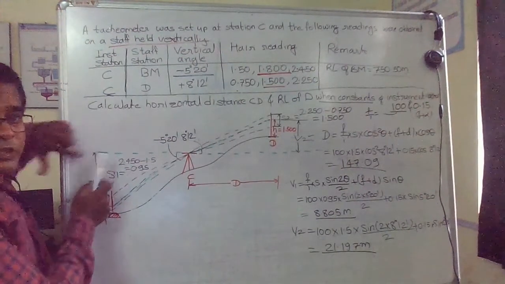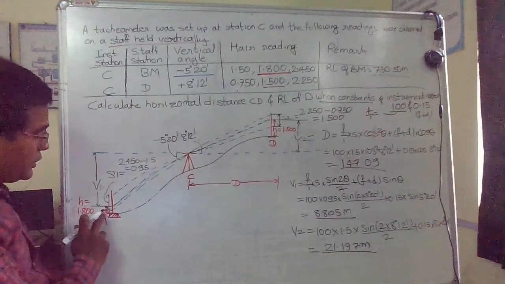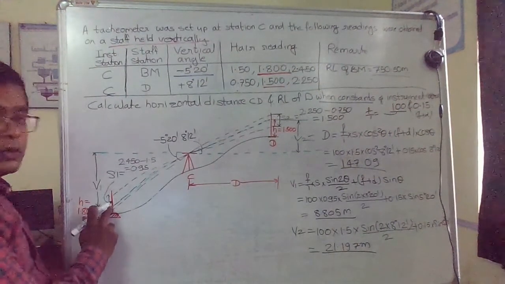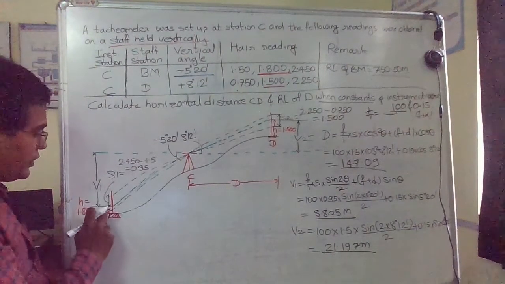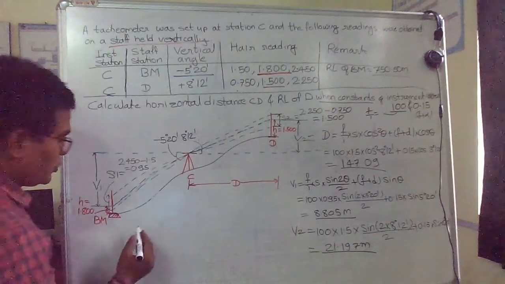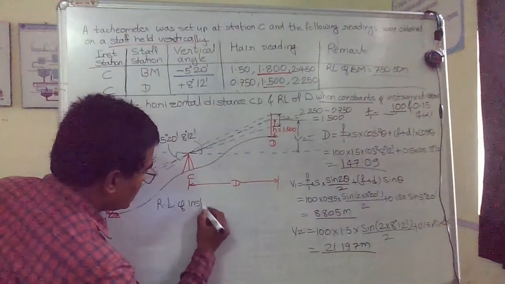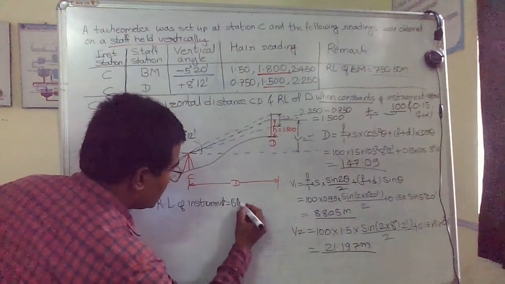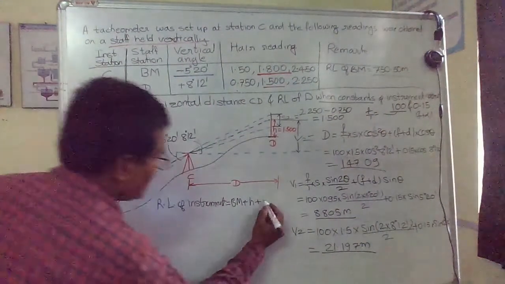So how do we get RL of this point? This is the benchmark, we know RL of this point. Then we have to add value of h. H is nothing but the distance of the ground and this, where the middle crosshair bisects the staff. Then we have to add v1 into that. So we get the RL of instrument axis. So here we first find the RL of instrument axis. RL of instrument is equal to benchmark plus h plus this v1.